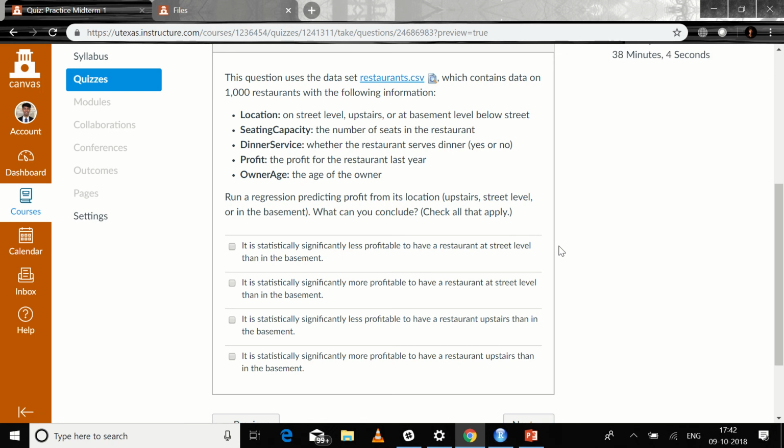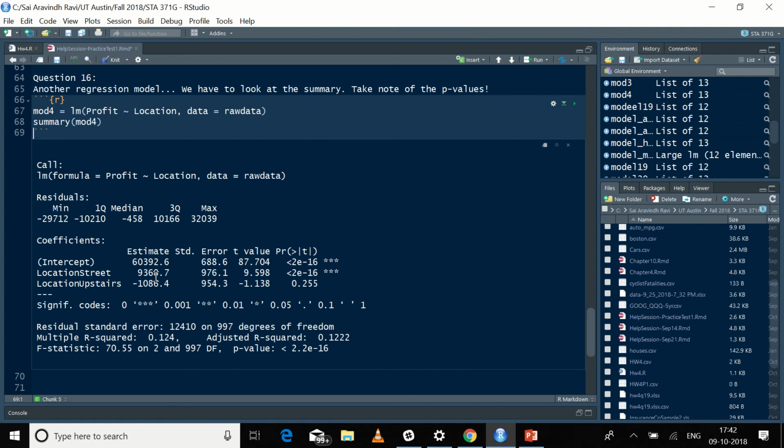All right. But you can see that the other variable is statistically significant. So what does this tell me? Location street, right? You can see that it is statistically significant. Now, again, having a restaurant in the basement gives me a profit of $60,392, but having it on the street gives me $9,368 more, which means that it is statistically significantly more profitable to have a restaurant on the street than in the basement.